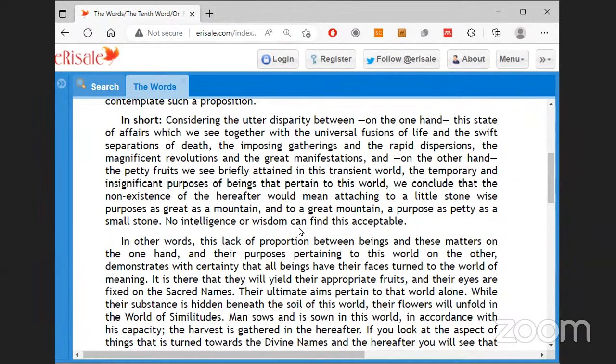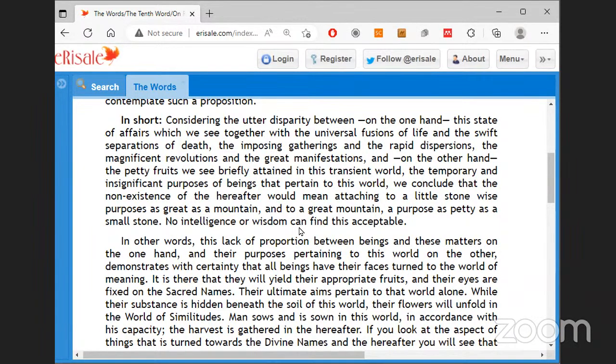In short, considering the utter disparity between, on the one hand, the state of affairs which we see together with the universal fusions of life and the swift separations of death, the imposing gatherings and the rapid dispersions, the magnificent revolutions and the great manifestations, and on the other hand, the petty fruits we see briefly attained in this transient world, the temporary and insignificant purposes of beings that pertain to this world, we conclude that the non-existence of the hereafter would mean attaching to a little stone wise purposes as great as a mountain, and to a great mountain a purpose as petty as a small stone. No intelligence or wisdom can find this acceptable.